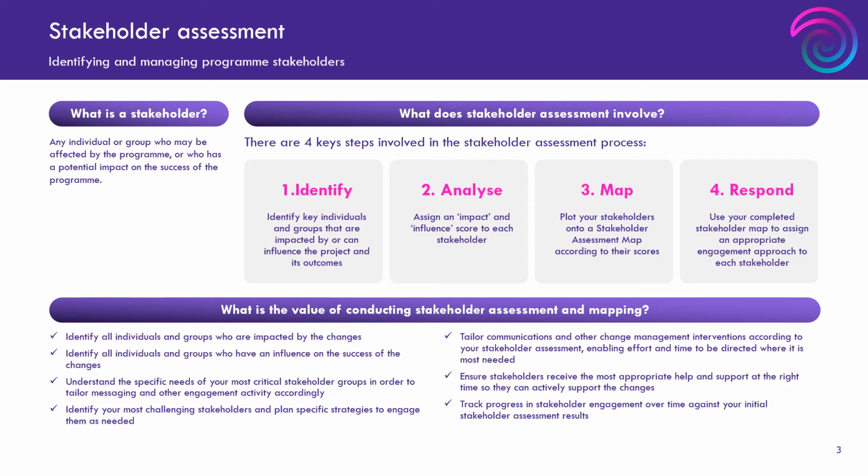And there are ultimately 4 steps that you should go through. Identify, so identifying who those key individuals or groups are that will be considered a stakeholder in your project. Analyze, this means looking at the impact or influence they have, so the impact the change is going to have on them and the influence they will have over it. Then mapping them on your impact and influence grid, which we'll talk about, so that then you can see what response, point number 4, you need to take in order to manage and engage them.